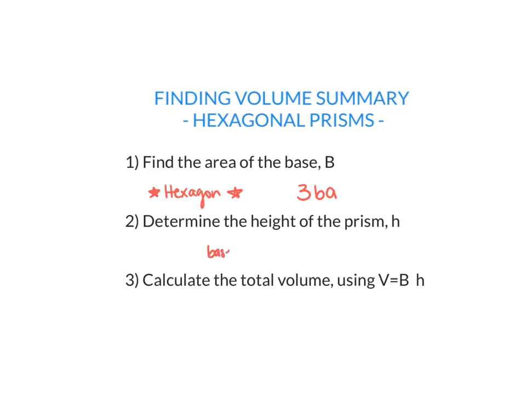Remember, that's base to base. So how far are your hexagons apart? And then finally, you're going to use the formula V equals capital B times H, and that will give you the volume of the entire prism.